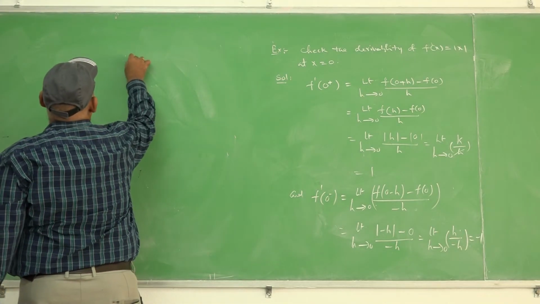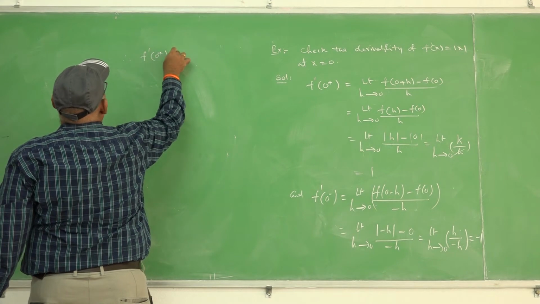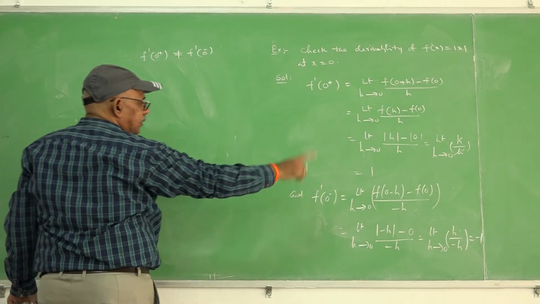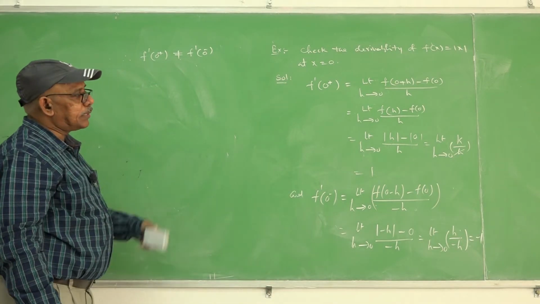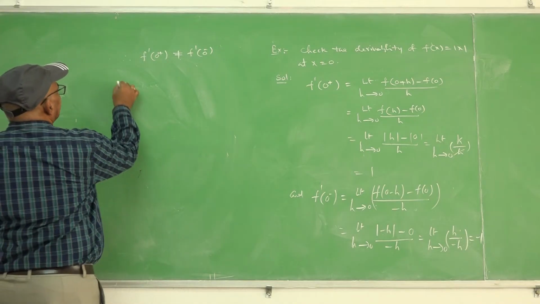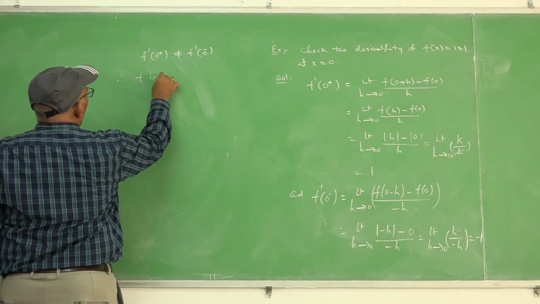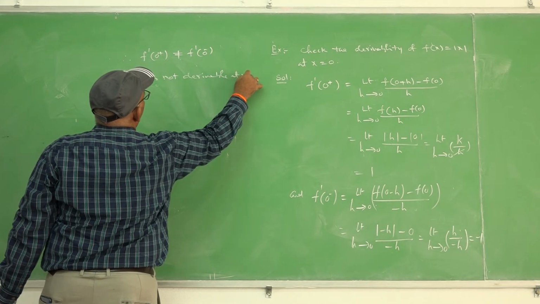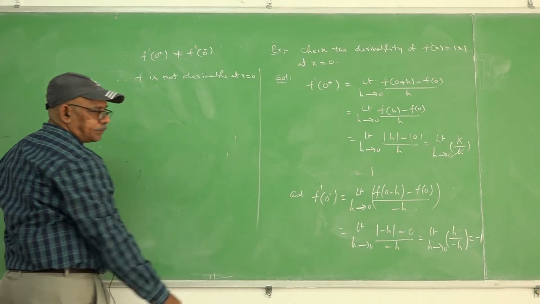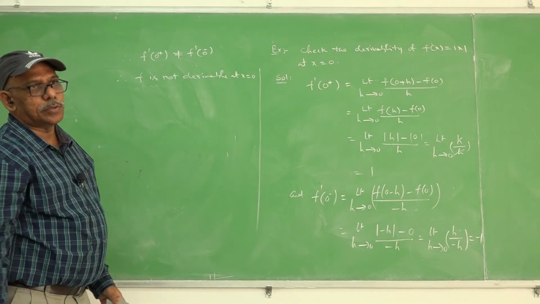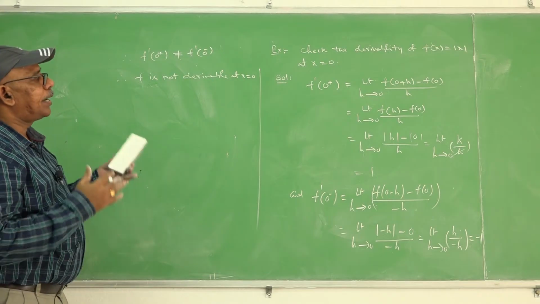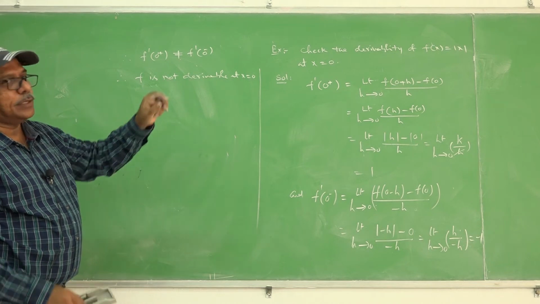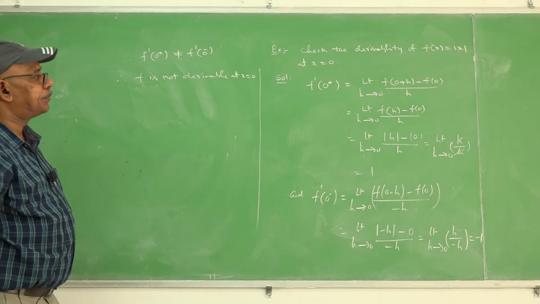So, the right derivative exists and is not equal to the left derivative. Both right and left derivatives exist, that means they take finite values, but they are not equal. That implies f is not derivable at x equal to 0. Clearly, the mod function f x equal to mod x is not derivable at x equal to 0. This is the analytical procedure of checking the differentiability of the function at x equal to 0.